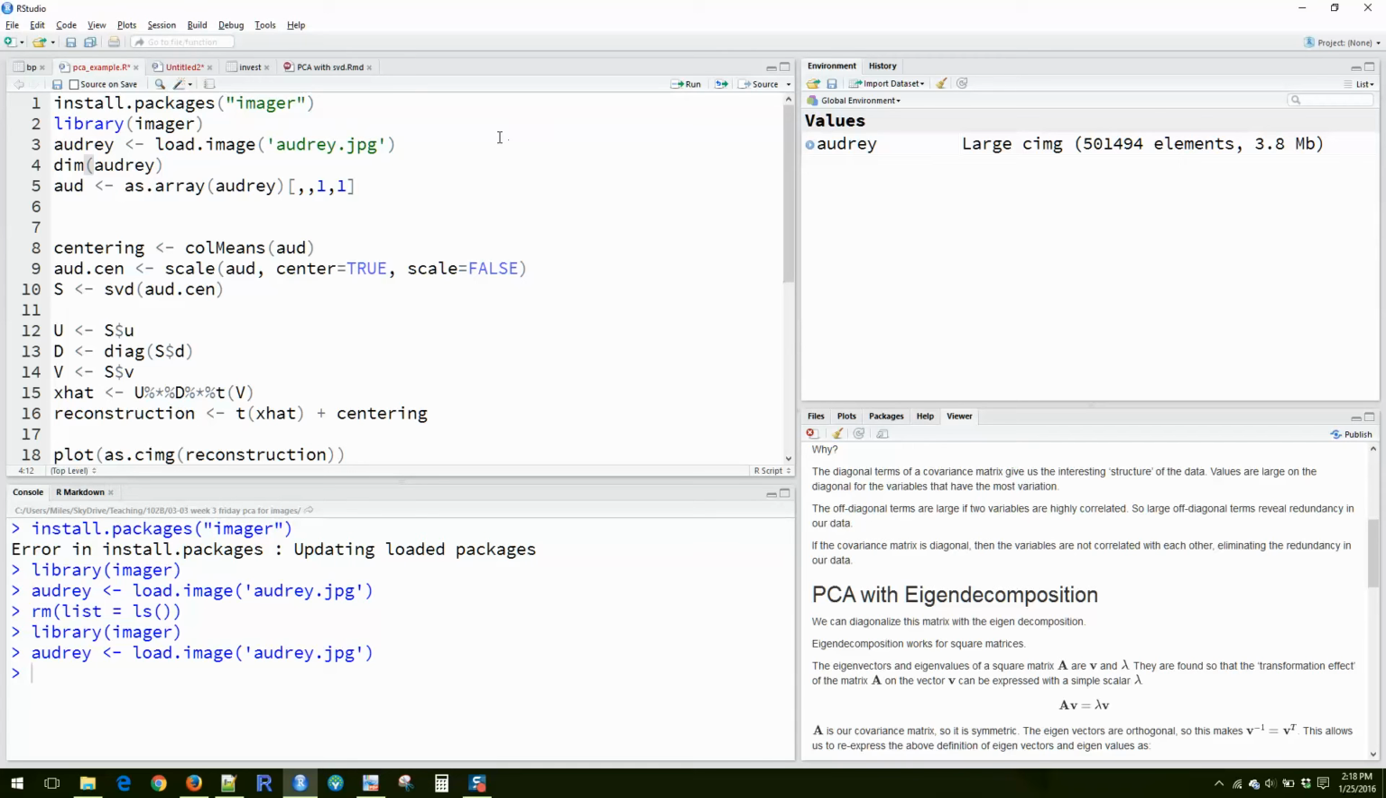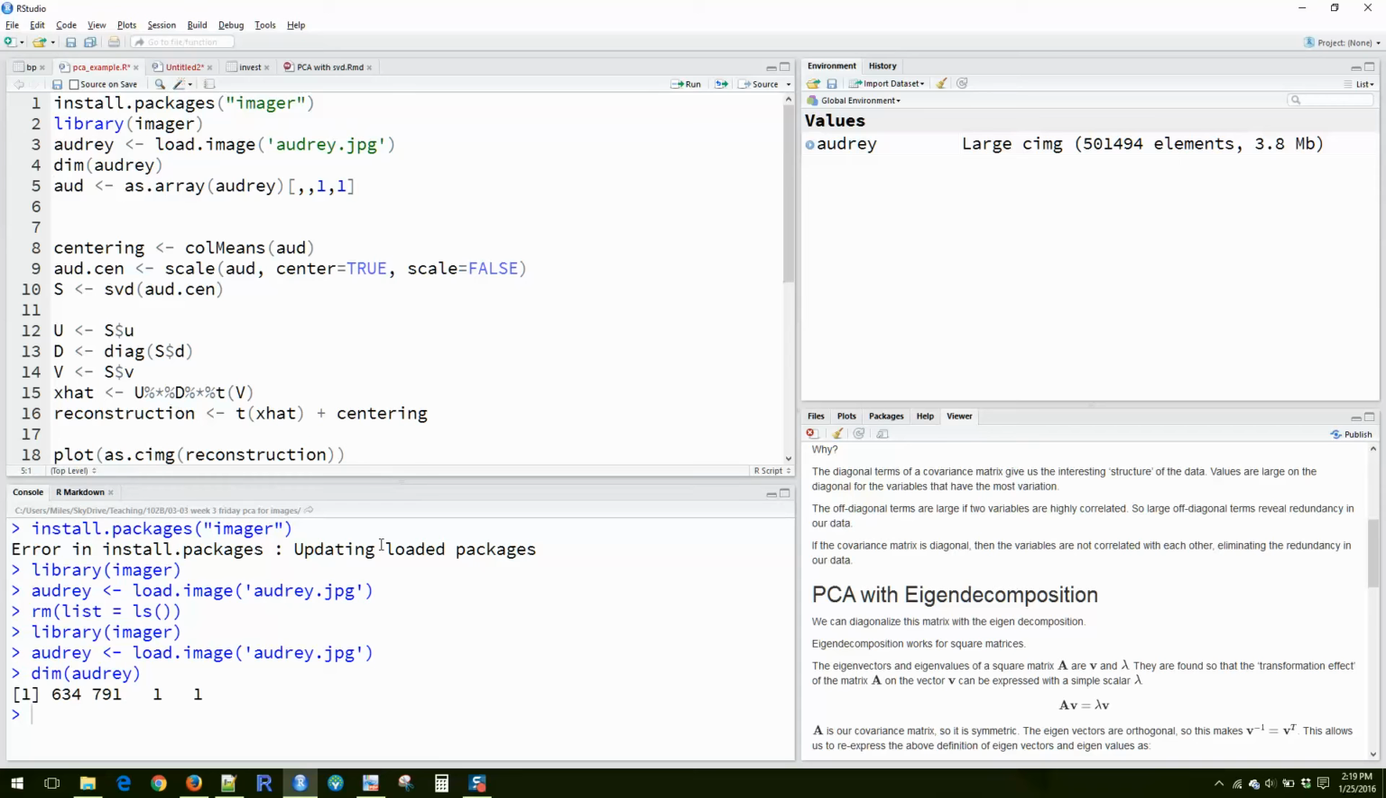Normally there are 3 channels in a color image: a red channel, a green channel, and a blue channel. But this is grayscale, so it's just going to be 1 channel here. And if you load a GIF, there's also a time dimension in the array. But essentially we just want the rectangle, the 716 by whatever, I forget.